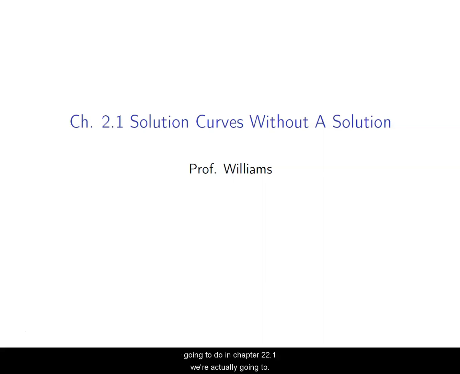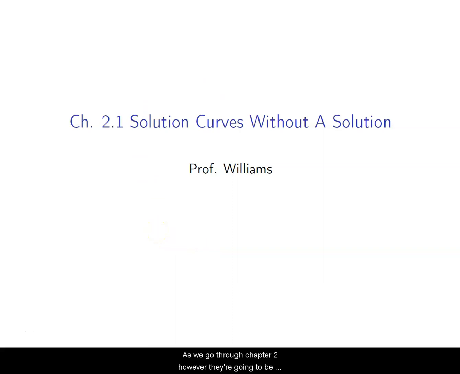So the first section that we're going to do in chapter 2, 2.1, we're actually not going to be doing any solving, but we're just going to look at what these look like graphically, right? So we're going to look at sort of the geometry of what's going on when we're looking at solutions, when we have IVPs, things like that, right?